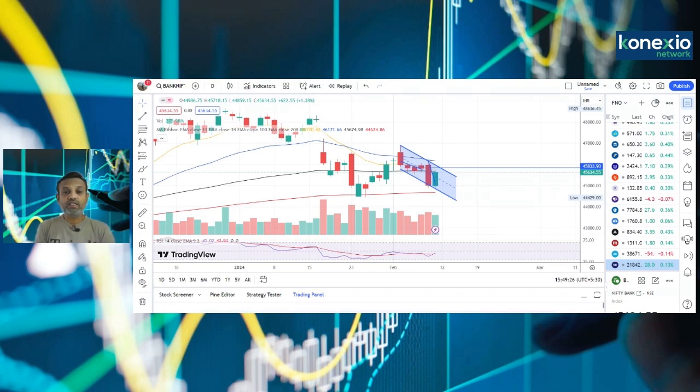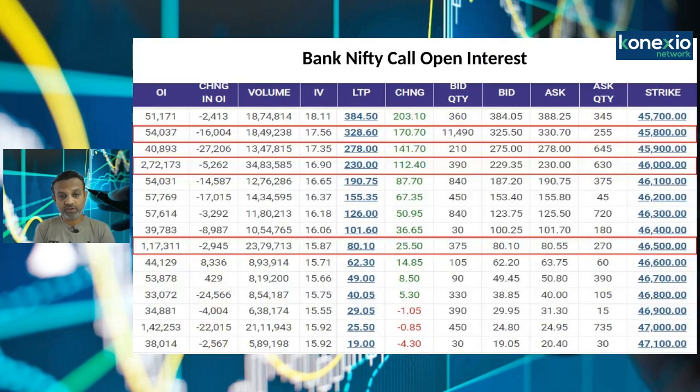Now, friends, let us discuss the derivative data of Bank Nifty calls. In Bank Nifty calls, you can clearly see the action was seen in 45,500, 45,800 calls, then 46,000 calls, then 46,500 calls. Now here you can see there has been a rise in the option premium, which means that there is no writing seen in Bank Nifty calls.